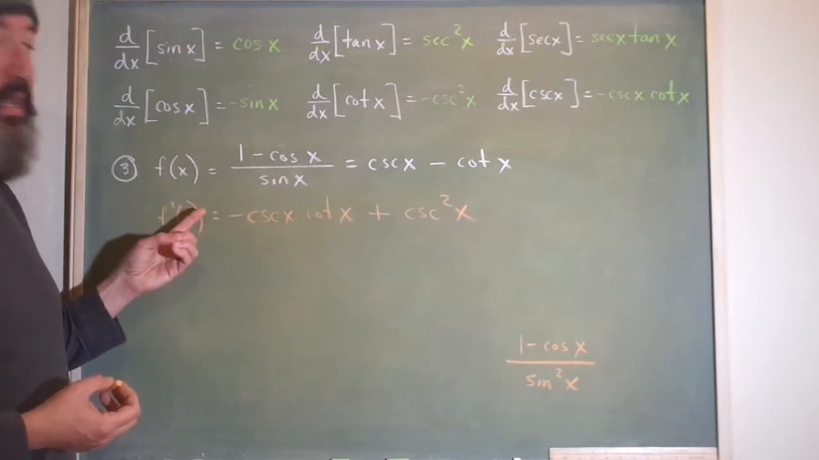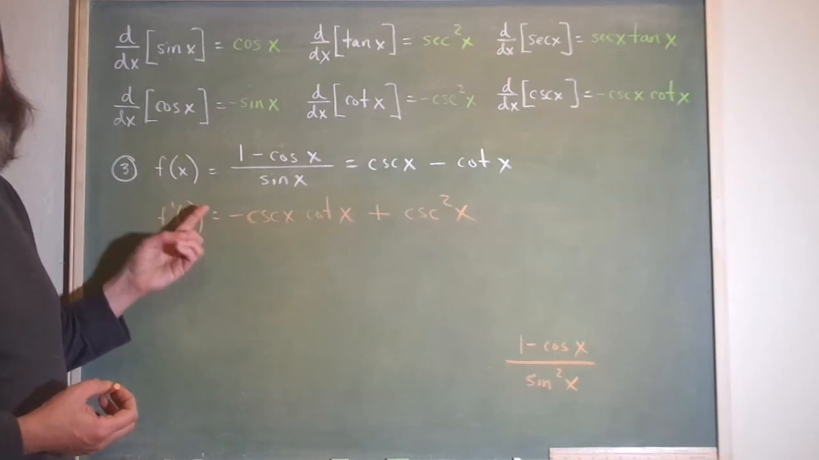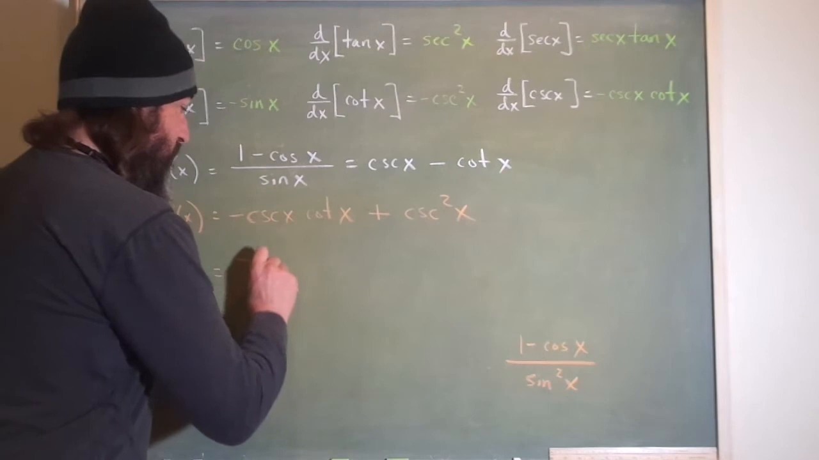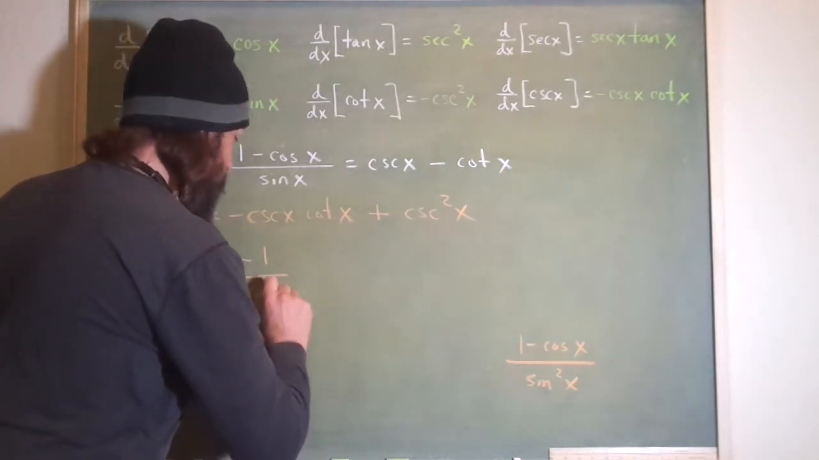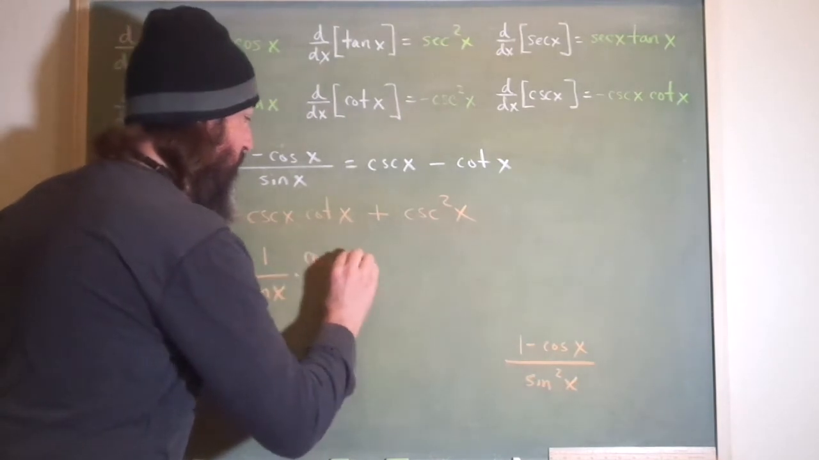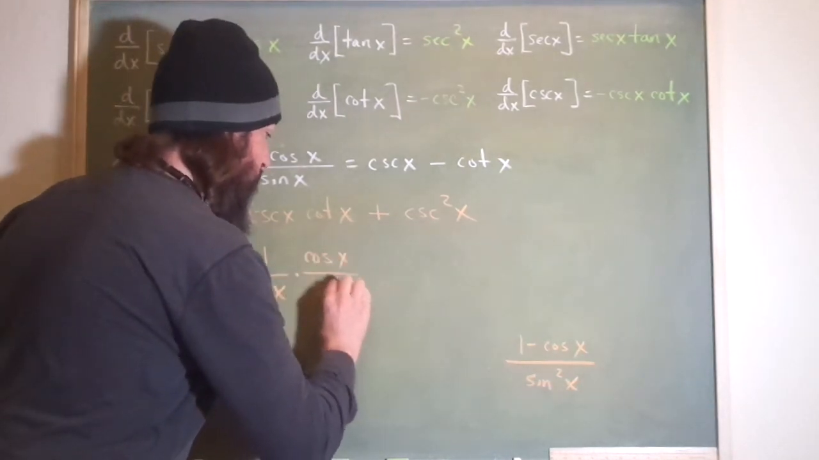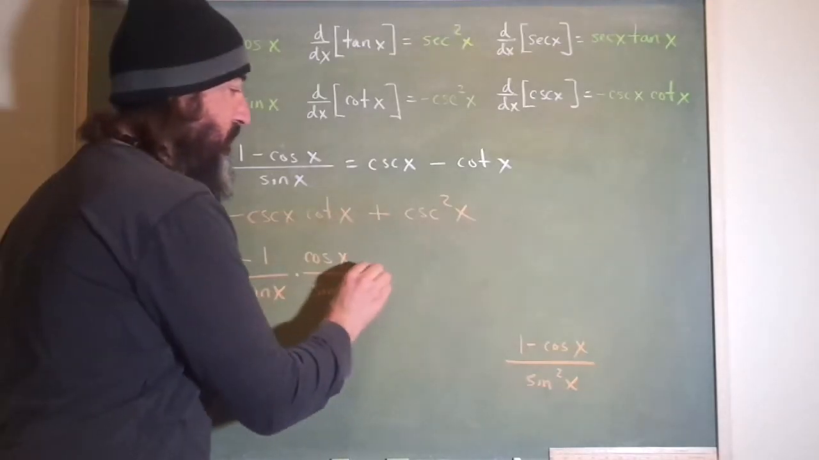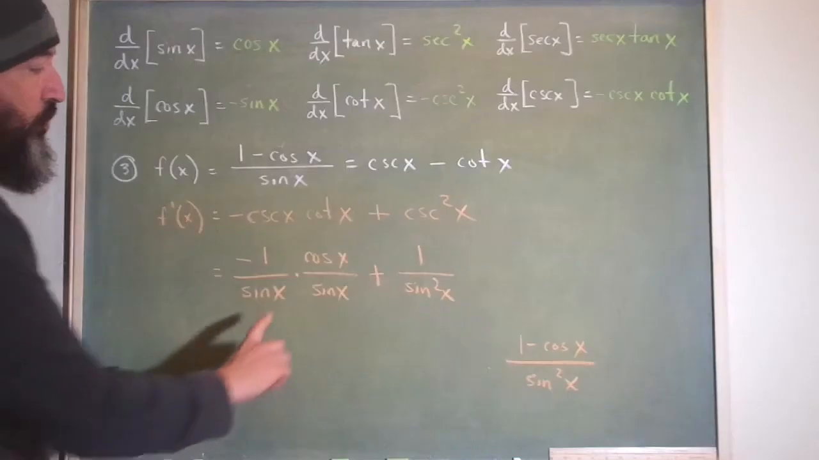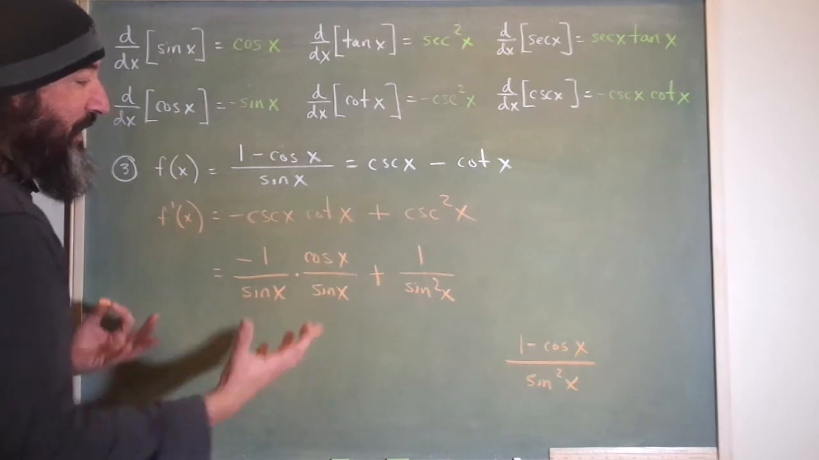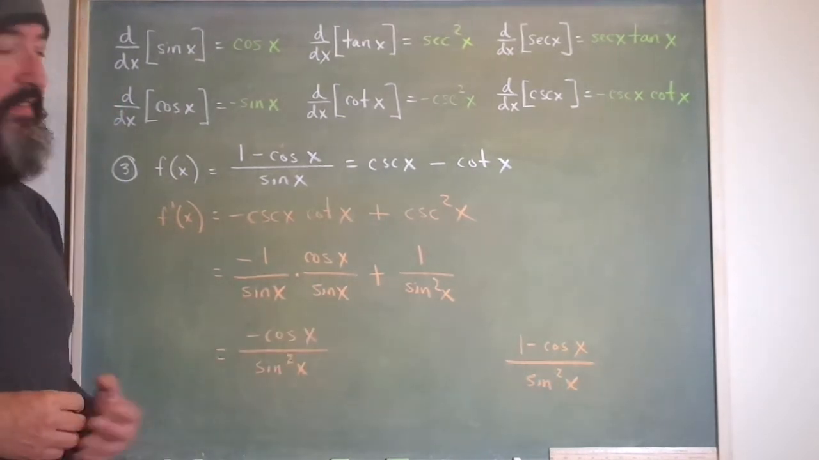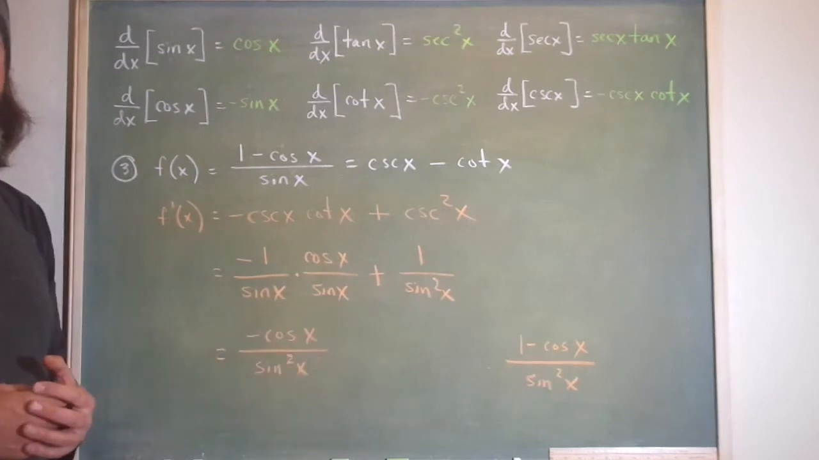Let me rewrite this. I'm going to rewrite everything in terms of sine and cosine. But negative cosecant of x is negative 1 over sine of x, and then times cotangent of x, which is cosine of x over sine of x, and then plus cosecant squared of x, which is 1 over sine squared x. When I multiply these two fractions, I get negative cosine of x over sine squared of x. And I then need to add my 1 over sine squared of x.